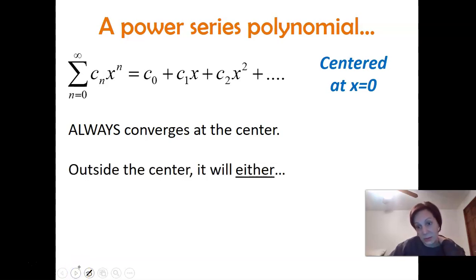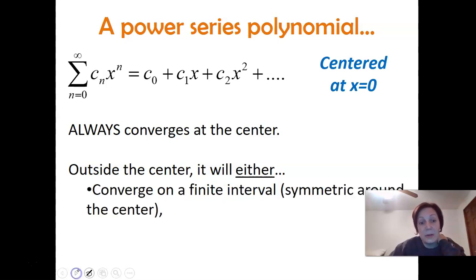Outside of the center, you've got three options. Either it converges on some finite interval, like the geometrics that we saw that converged between -1 and 1 or -2 and 2. If that is the case, it will always be symmetric. So you will always see an interval that's like -2 to 2. You will never see an interval that's like -2 to 5. Okay? Not if it's centered at 0.